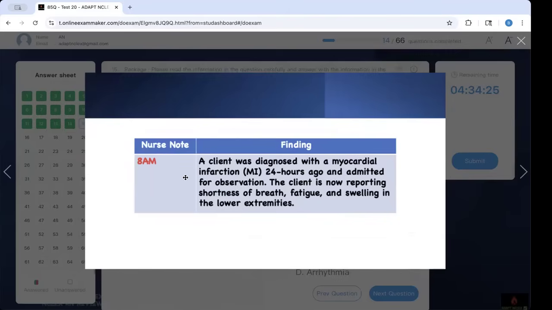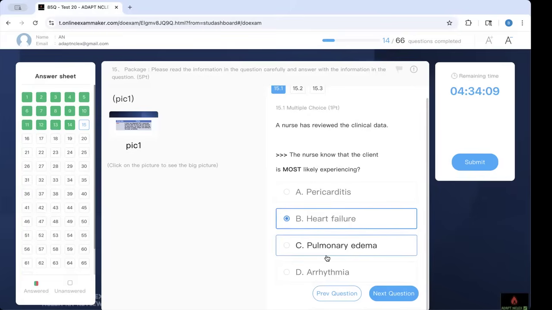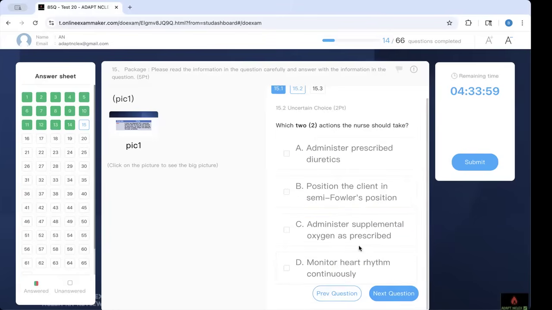Think about it. Heart attack. Nothing is pumping. Now blood is pooling up. Now you have shortness of breath, fatigue, swelling in the lower leg. What do you think? Fluid is building up. What do you think has happened to this patient? Of course, this is heart failure. This is not pulmonary edema. The pulmonary edema is a secondary problem, but the main issue is you have an MI, now you have heart failure leading to signs and symptoms of pulmonary edema.